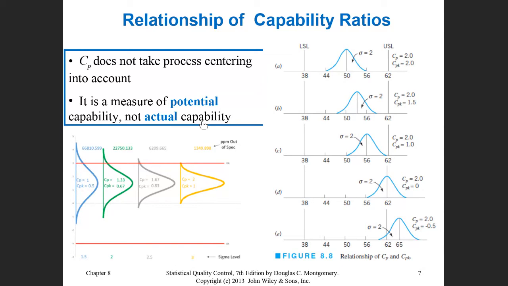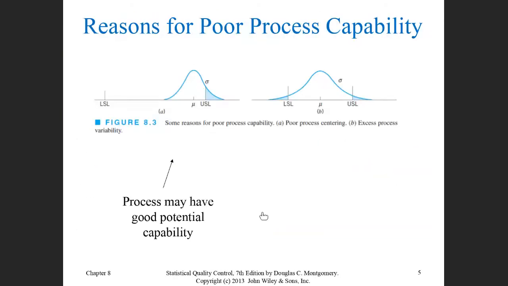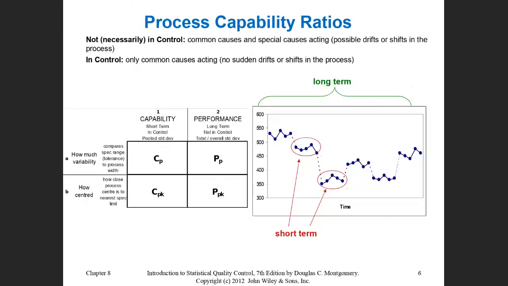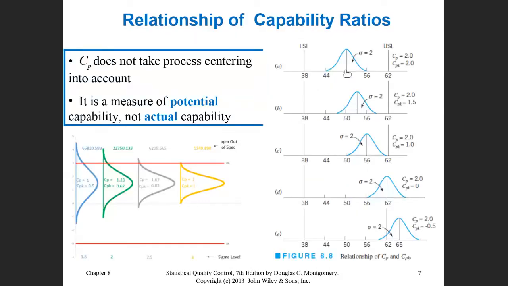Why? Imagine you are performing at this level. That means your natural tolerance, on the right side of the normal distribution here, will be above the specification limits, and that means it is not acceptable. It will go back here, referring to poor process capability. So we need to have them both high.